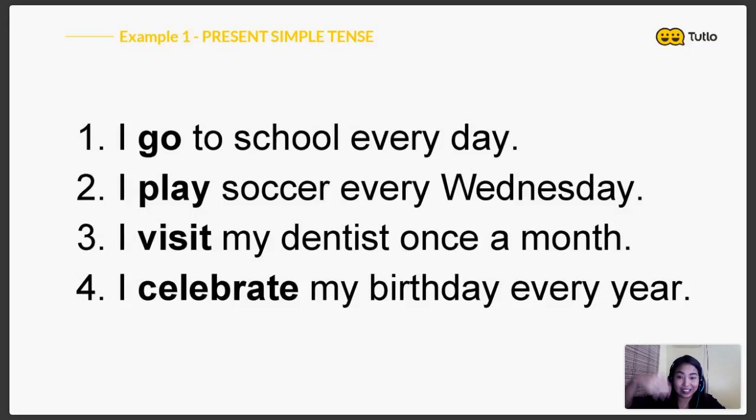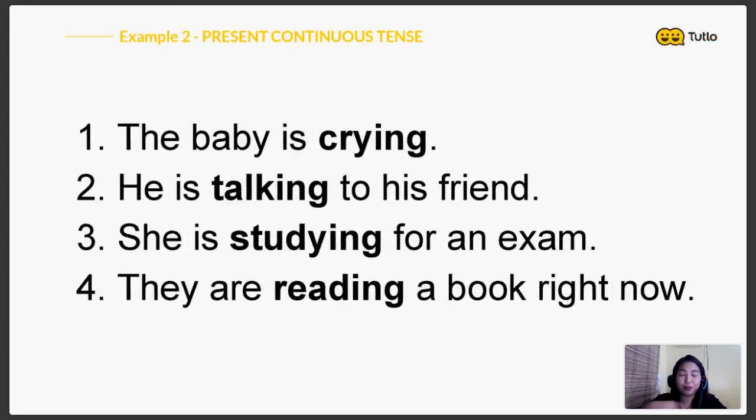Okay, so let's see some basic examples of present continuous. Let's check this out. There are four examples again. Number one, the baby is crying. Number two, he is talking to his friend. Number three, she is studying for an exam. And number four, they are reading a book right now. Okay, so in these sentences, crying, talking, studying, and reading are used in the present continuous tense because these are the things that are happening at this moment right now.